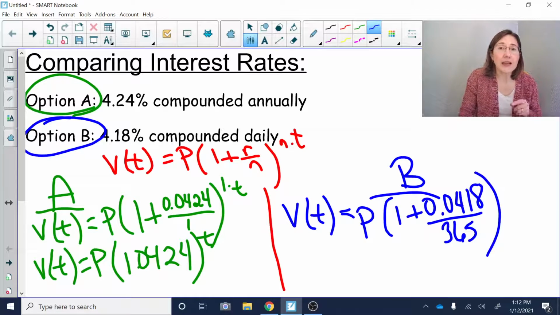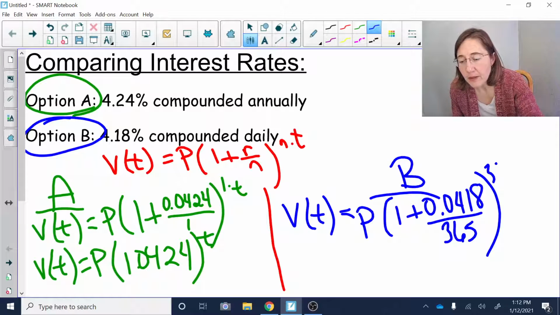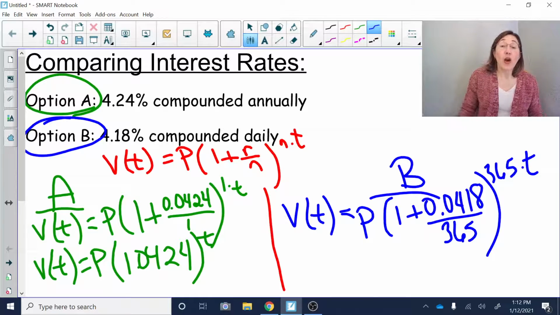And then my exponent needs to be n times t. So that would be 365 times t. Okay, so there I've got everything filled in for my option B.